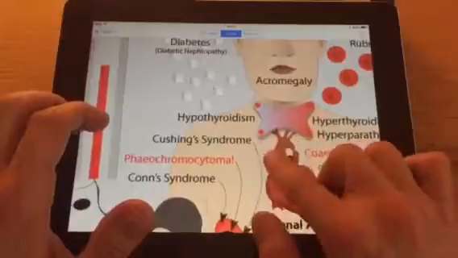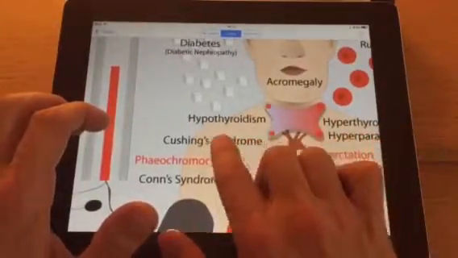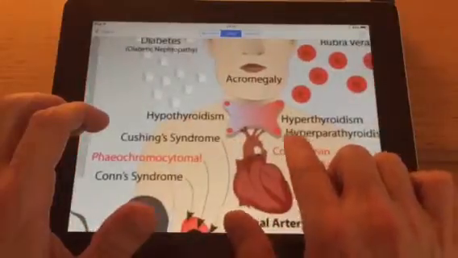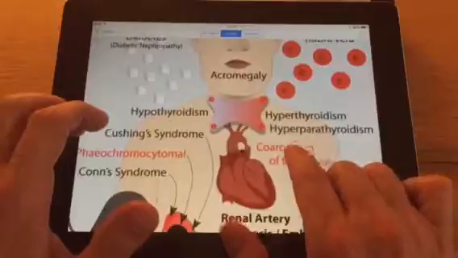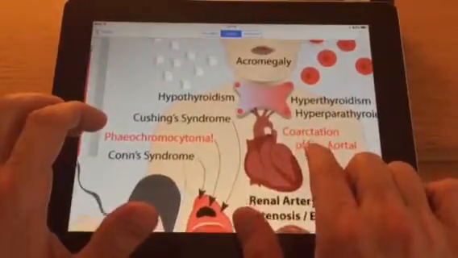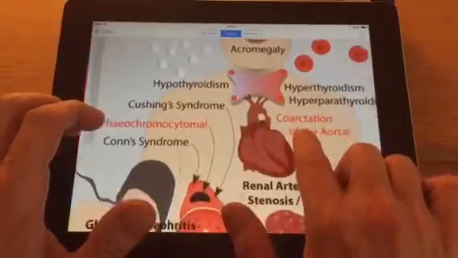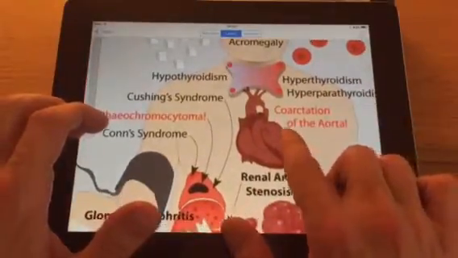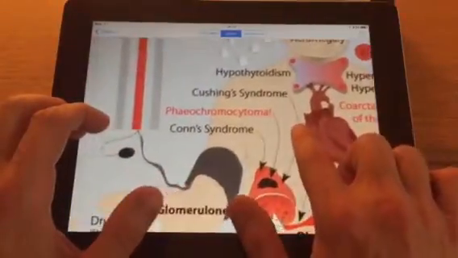Problems with the thyroid gland, either blue, as it is illustrated here, underactive, hypothyroidism, or red, overactive thyroid, hyperthyroidism. Overactivity of the parathyroid glands, hyperparathyroidism. These glands sit in the sort of tips of the thyroid gland, as illustrated here. Coarctation of the aorta, a narrowing of the aorta, a congenital condition.